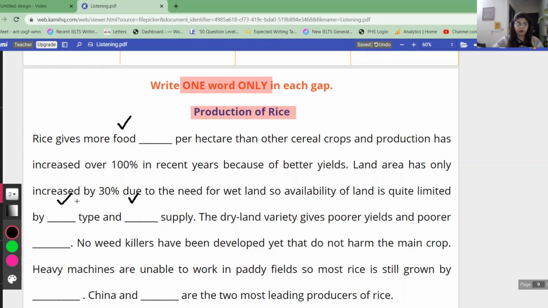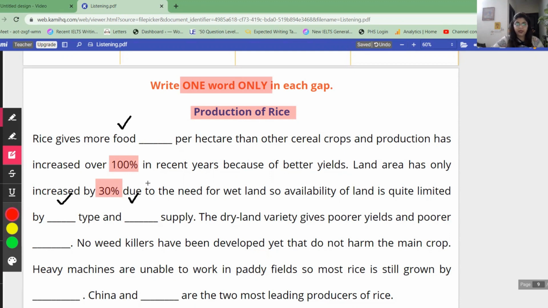So let us read. Rice gives more food dash per hectare. So rice is giving something more than the other cereal crops. So we need to listen for what it should be. Now see this, 100%. You can keep it as a keyword, right? When you see 100% in the audio, you should be able to mark these things. Like, yes, the audio has reached up to here. The audio has reached up to 30% now. Now it's time to listen to your next answers. So these kinds of words or numbers will help you to relate the text with the audio.